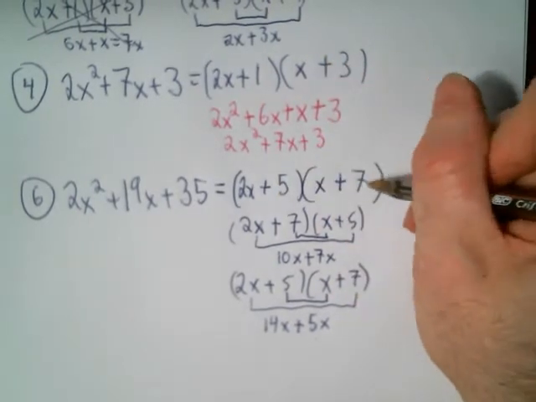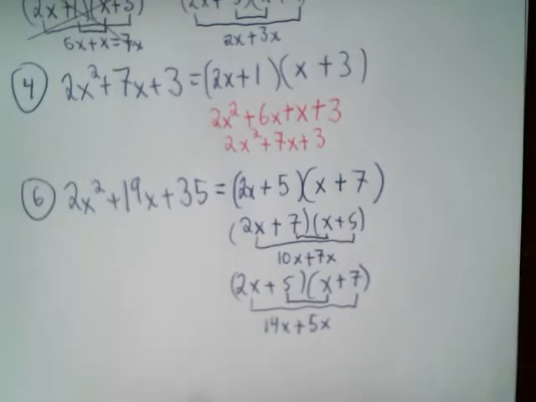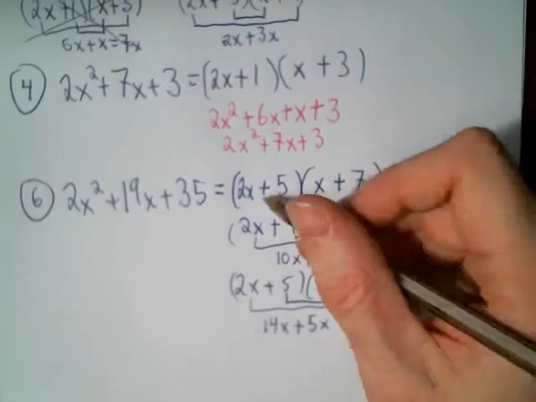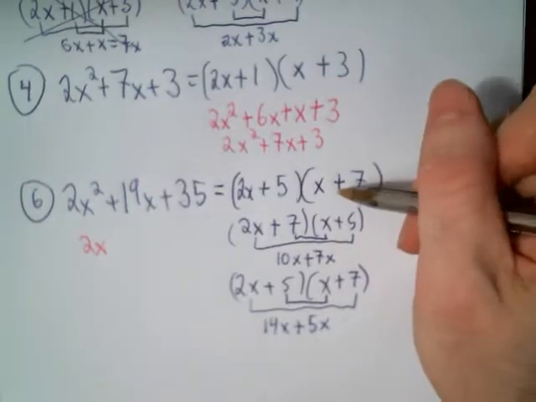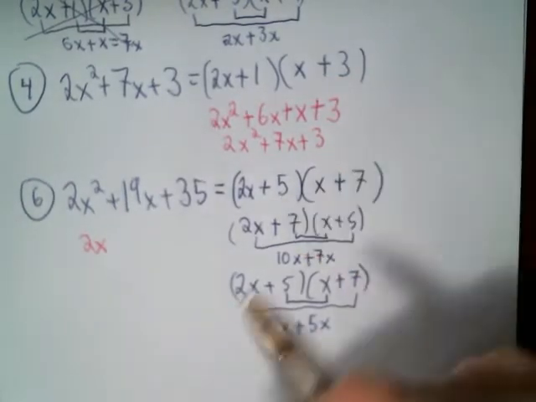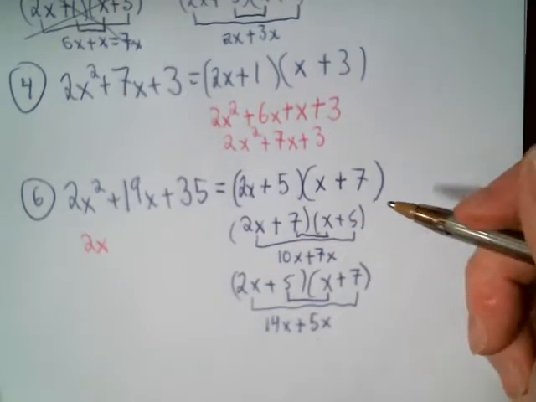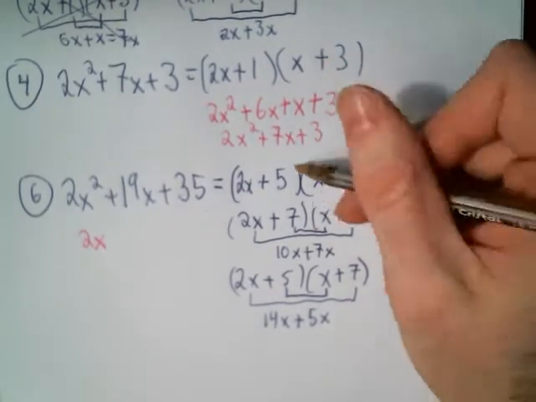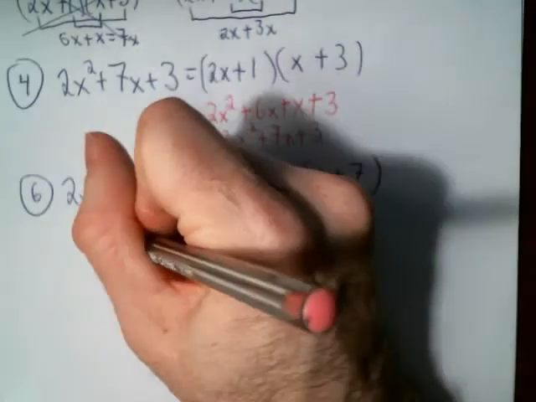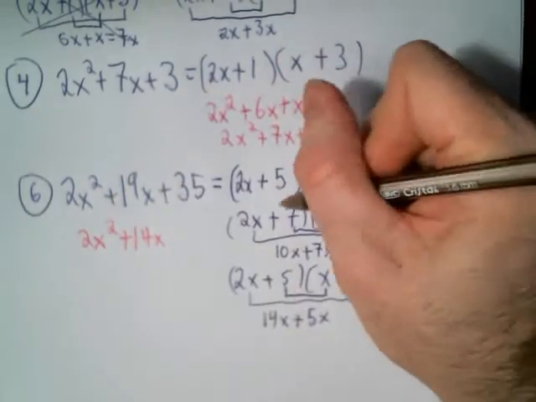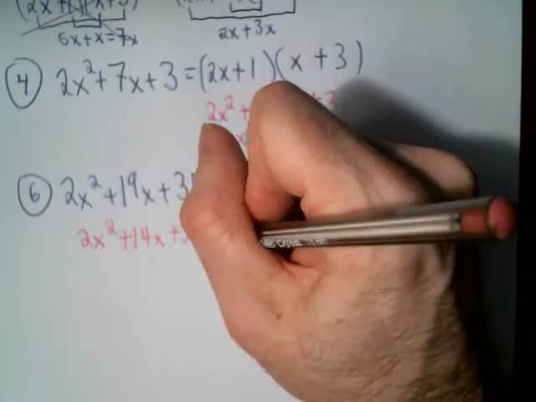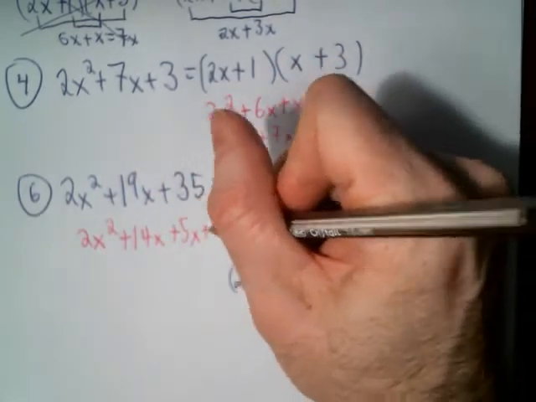I urge you to, again, multiply these out in your head. That'll give you more practice and more experience, and after a while it'll be like magic. It'll just be embedded in your brain somewhere, and you'll be able to do these without thinking. So the first 2x squared, the outer plus 14x, the inner plus 5x, and then the last plus 35.